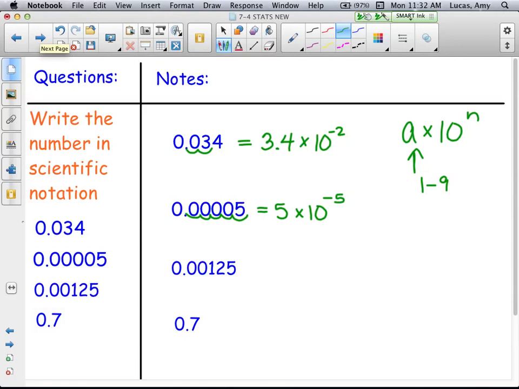The third one, 1, 2, 3 places we need in order to get a digit that's not a 0 on the left of the decimal point. So 1.25 times 10 to the -3rd power. And then the last one needs to move 1 place so that it's on the other side of the 7. So 7 times 10 to the -1st.